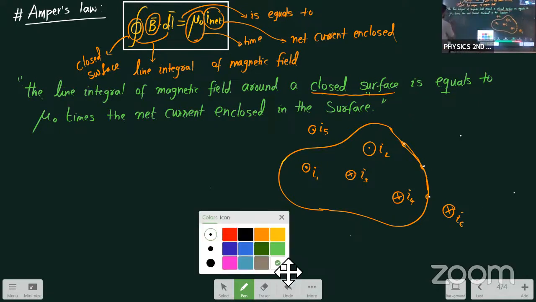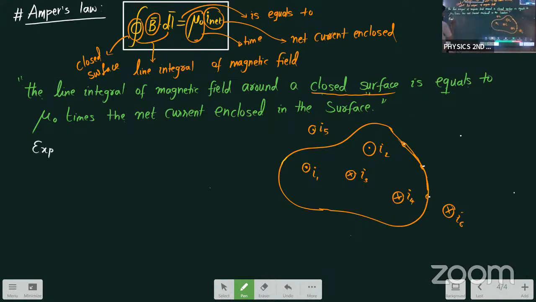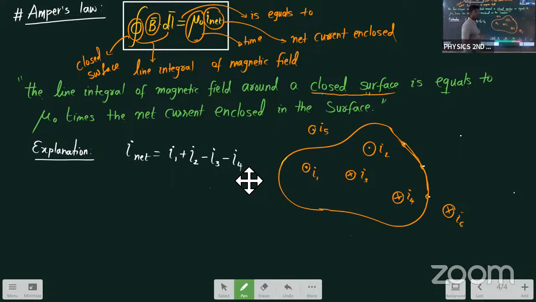So what will be the net current? I can write I net is equal to I1 plus I2 minus I3 minus I4. Here I have considered the current which is coming outside as positive, and the current which is going inside as negative. In some books, you will find the current going inside as positive and the current coming outside as negative. Your wish, you can follow anything.